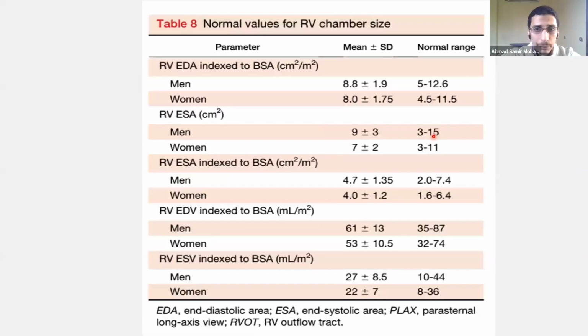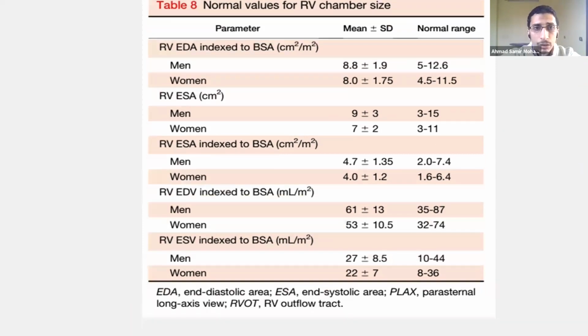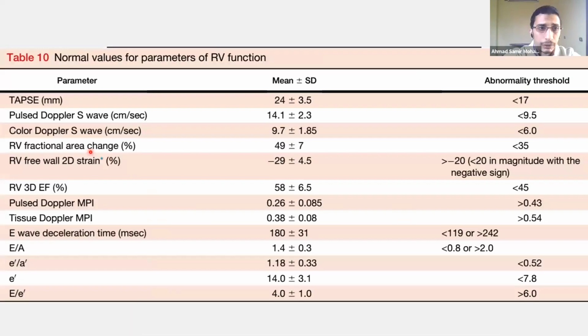Again, from the same paper, the chamber quantification consensus document, these are the normal or accepted figures for the RV dimensions. And these are for the RV function: the S prime by Doppler, the fractional area change, the pulse Doppler derived myocardial performance index, and the tissue Doppler derived myocardial performance index.